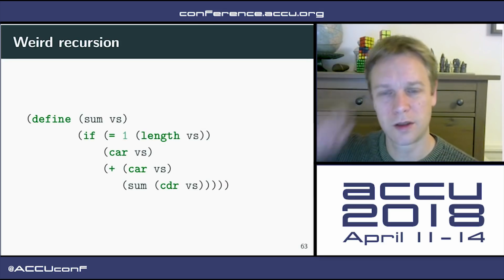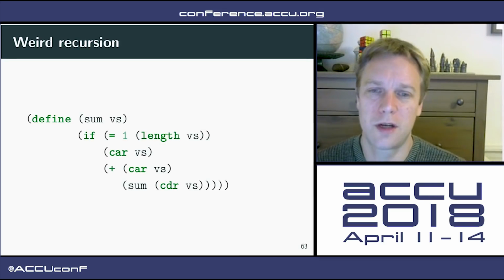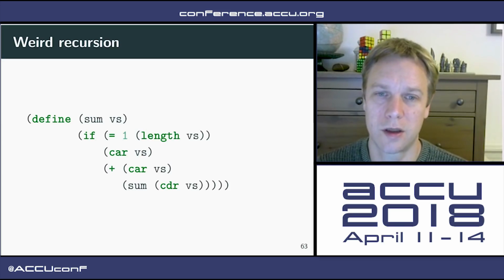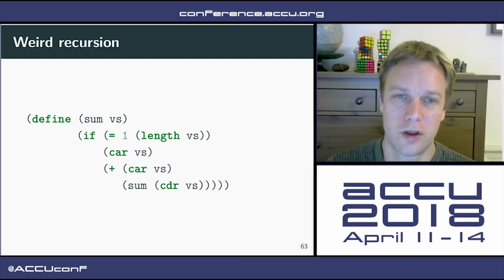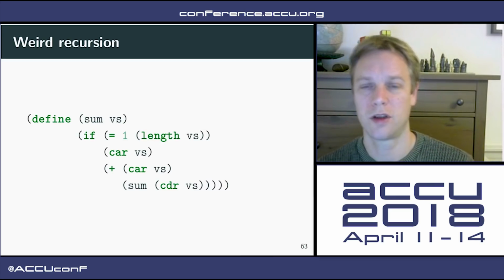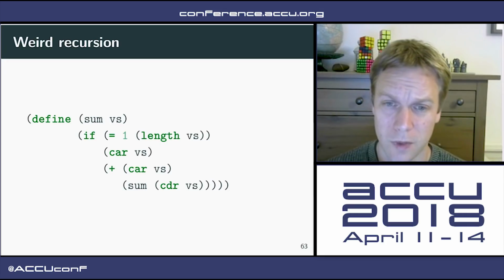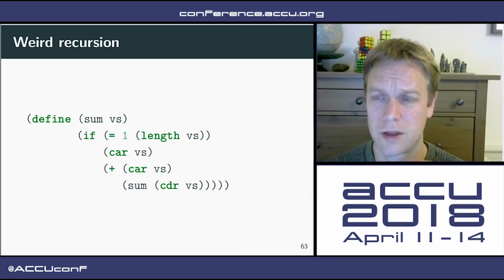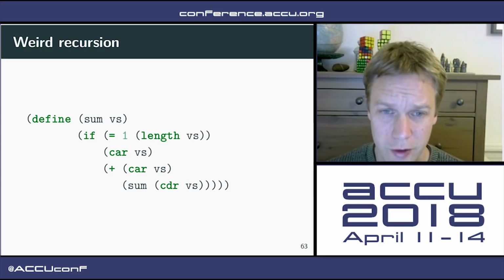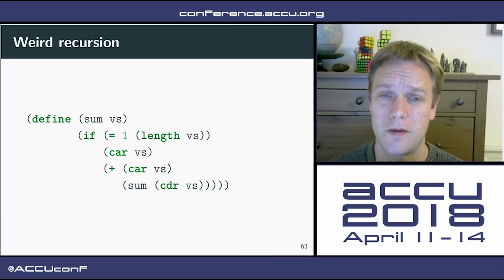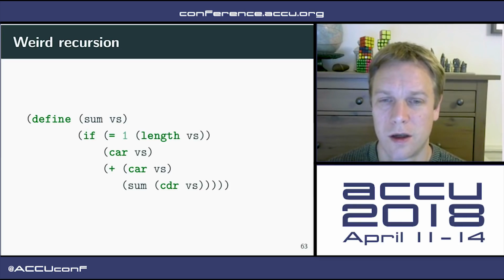Other things that are weird, as I mentioned before, almost everything you do in Scheme you're going to do using recursion. So here's an example of the kind of function you might find yourself writing. Obviously you won't really be writing a function called sum, because there's already a function called sum, but it's a reasonably simple example of the way you write functions in Scheme. So here we're defining a function called sum, which takes in an argument called vs.